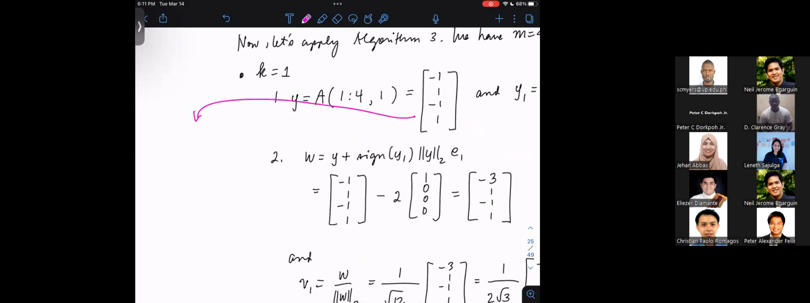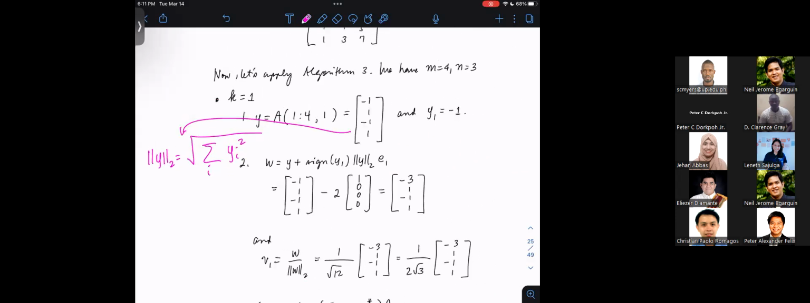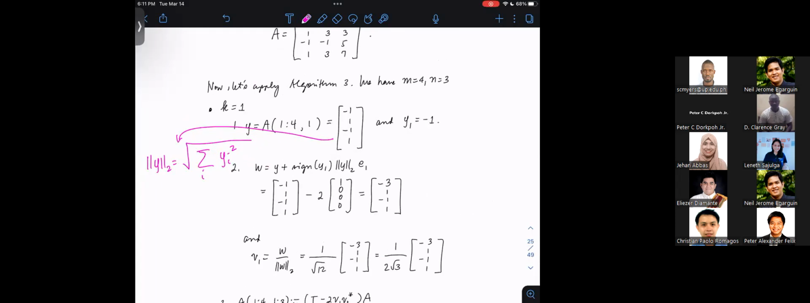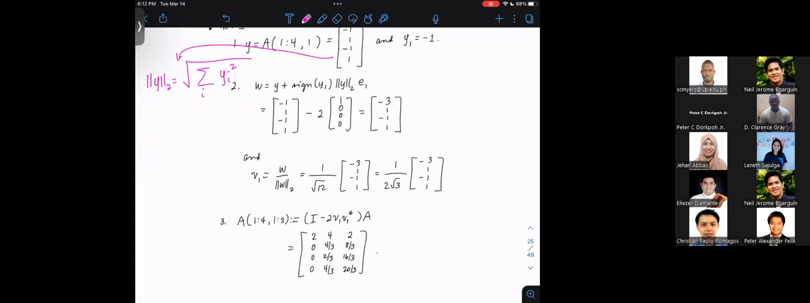All right, thank you. I got it. All right, good. So the norm of Y, or the L2 norm of Y, is the square root of the summation of all the entries in Y squared. Okay? And essentially that's the same way I got the square root of 12 for the norm of W.